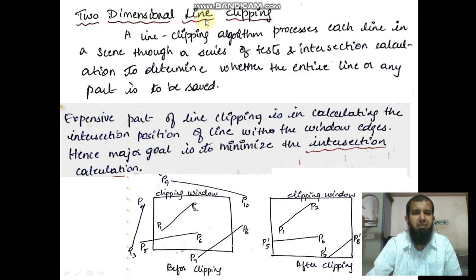Next, two-dimensional line clipping. A line clipping algorithm processes each line in a scene through a series of tests and intersection calculations to determine whether the entire line or any part is to be saved. See here, in this diagram there are many lines. Some lines are inside. If the line is inside this window, it displays as it is. If the line is outside the window, then that line can't be displayed.